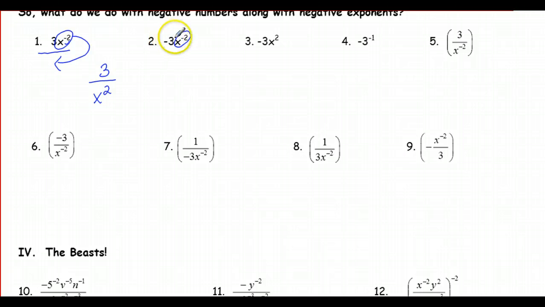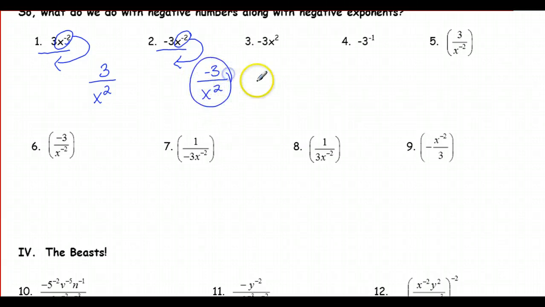Now, just because the 3 is negative doesn't mean we move it, only if it has a negative exponent. So again, we're only going to take the x to the negative second and move it to our denominator. So we'll be left with a negative 3 that didn't change over x to the positive second.